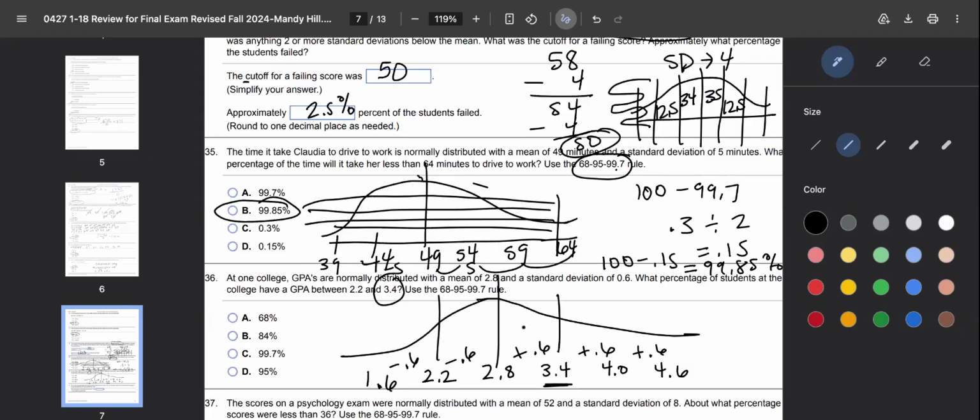One standard deviation away is 68%. It's 34 and 34. So that's the question that they're asking us here. So we're 68%.